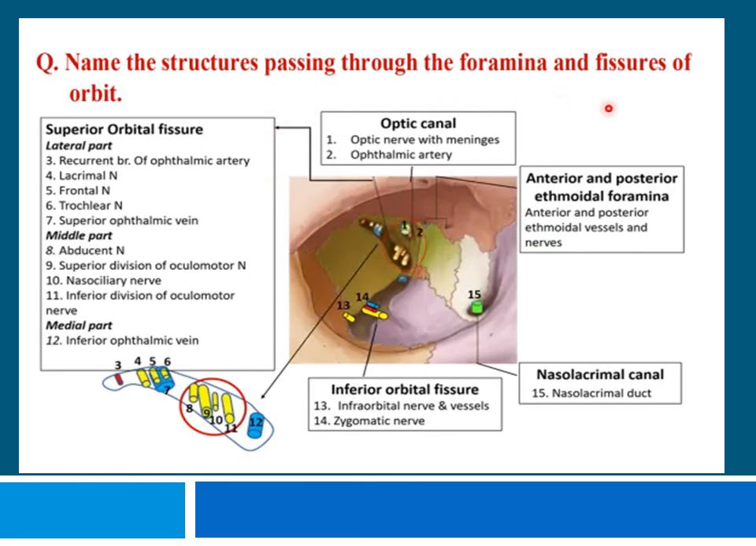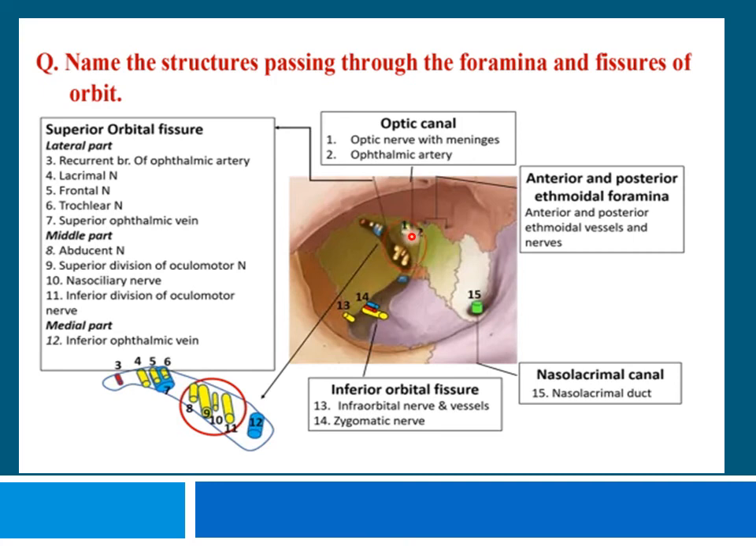Now, the structures passing through the foramina and fissures of the orbit. If you see, there are various fissures and foramina inside the orbit. We have the superior orbital fissure, which you can see here, and this is the inferior orbital fissure. Then we have the nasolacrimal canal, then the anterior and posterior ethmoidal foramina.